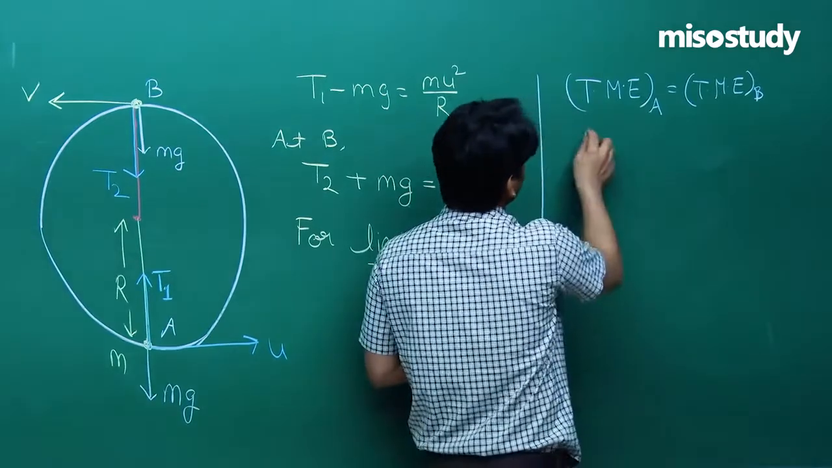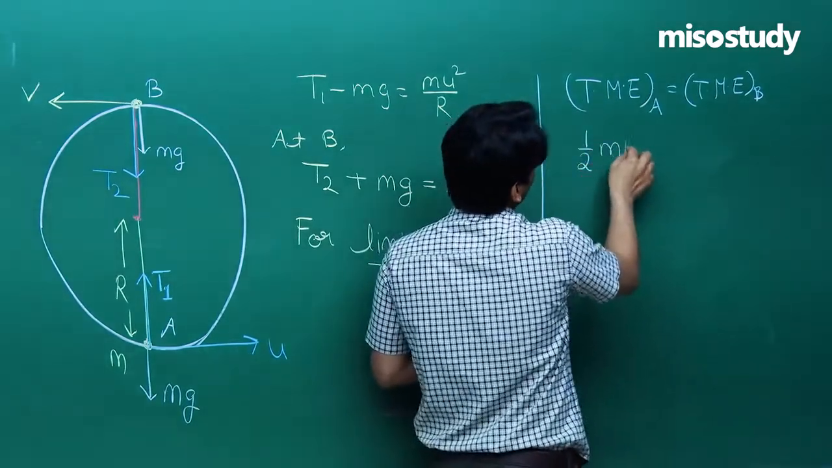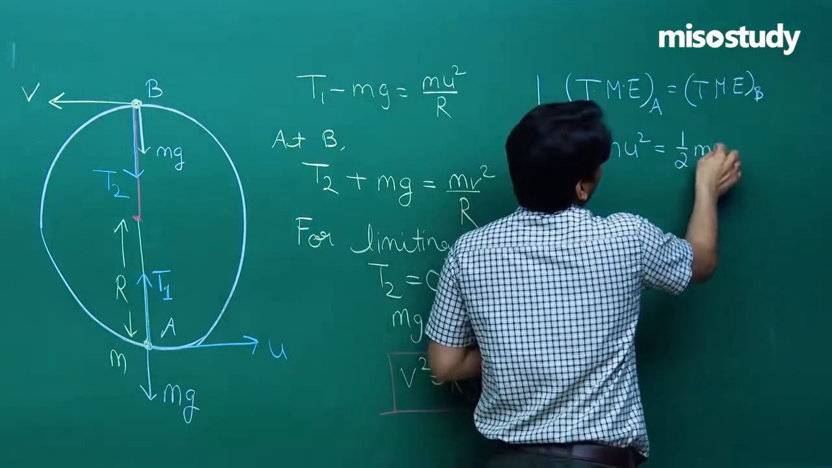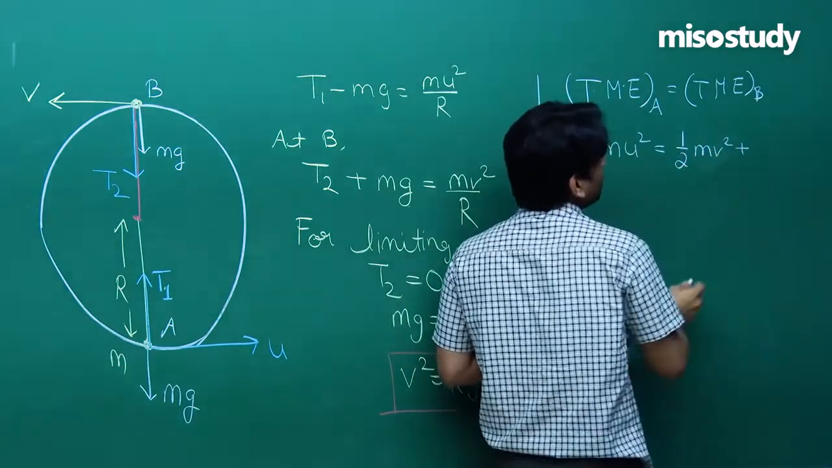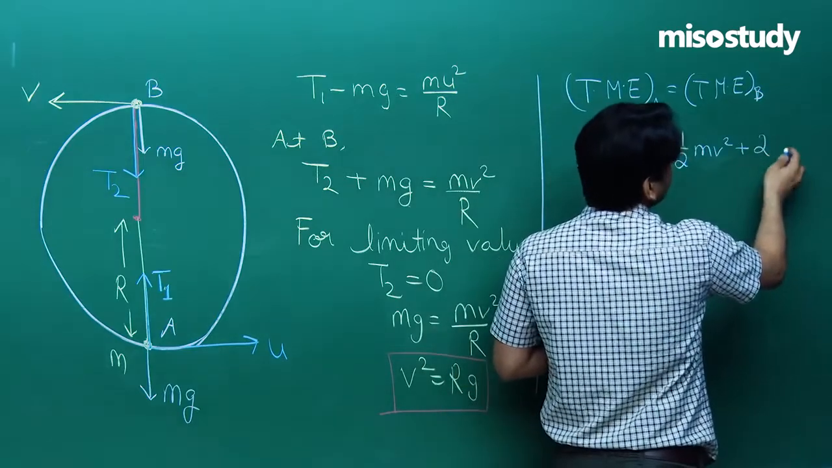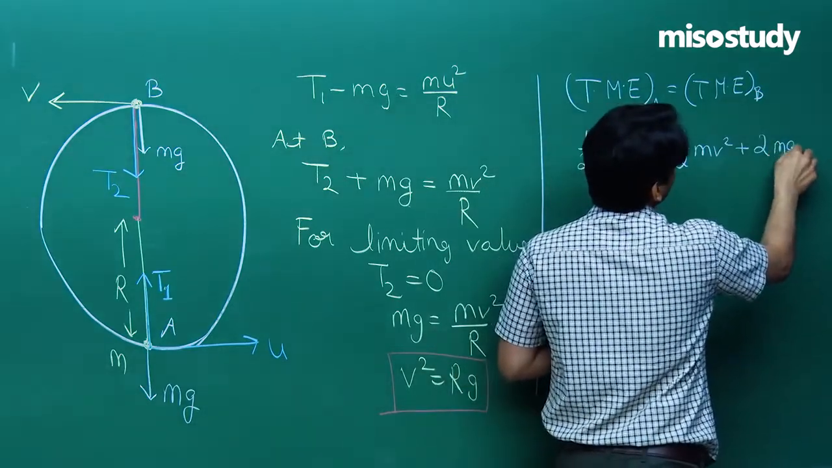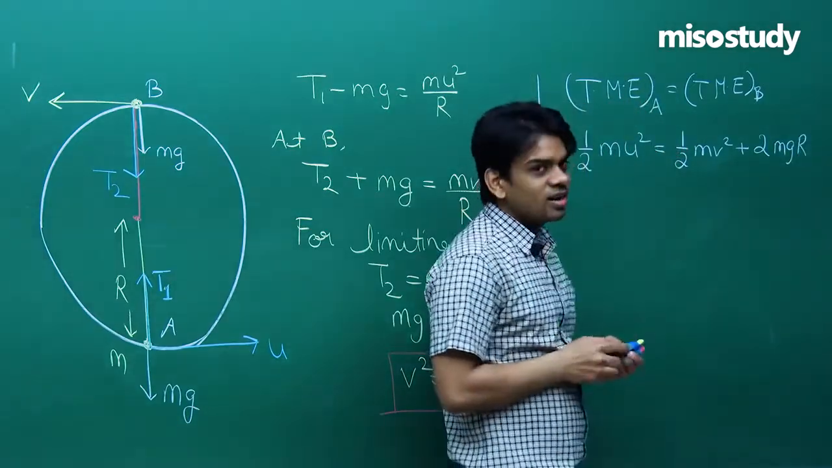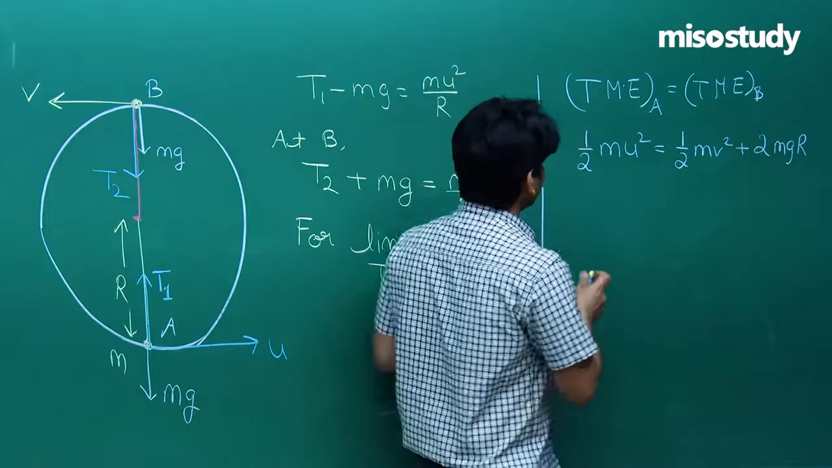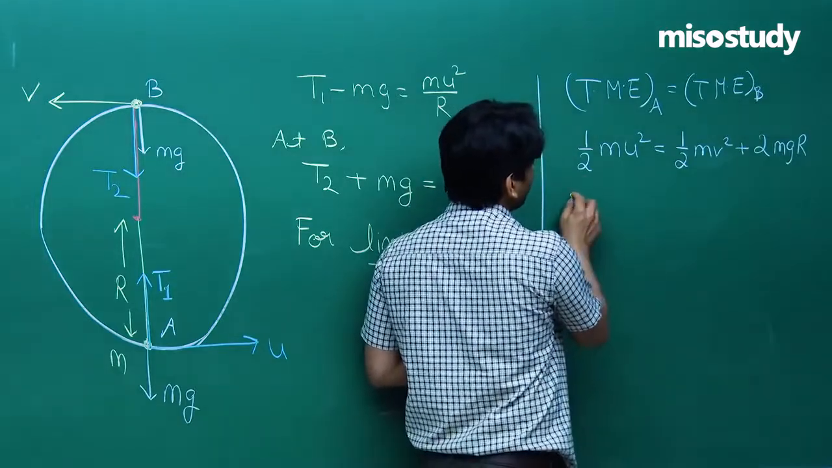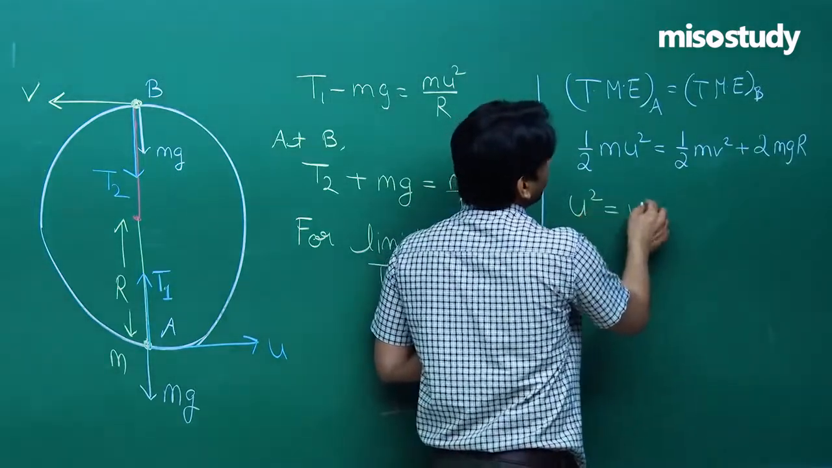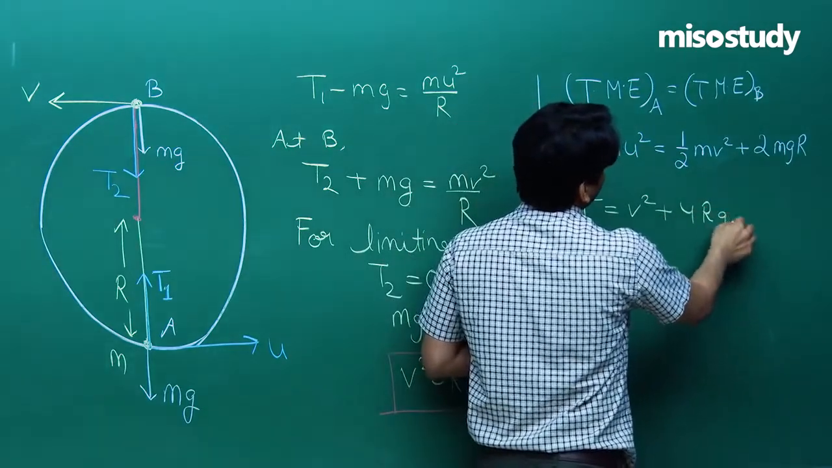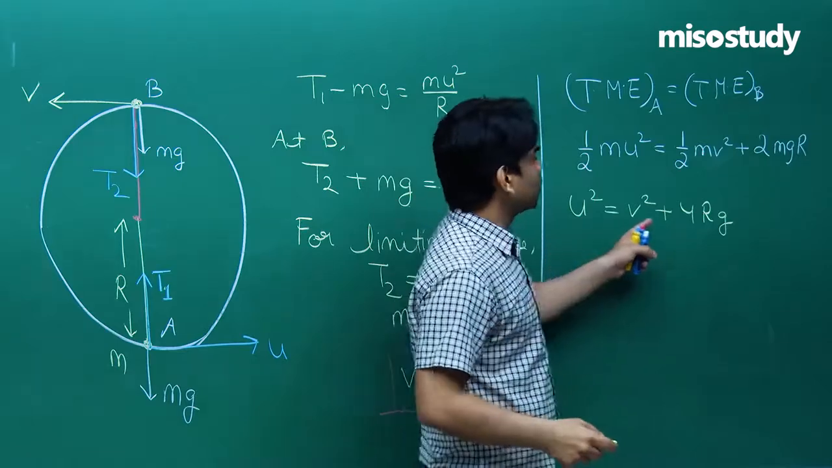Kinetic energy at A is half m u square, kinetic energy at B is half m v square, plus you see here we can easily write the potential energy as 2 mgr. Now half m can be cancelled out, and if you multiply by 2 everywhere you will be getting u square is equal to v square plus 4 rg. That is what you can do, u square equal to v square plus 4 rg.